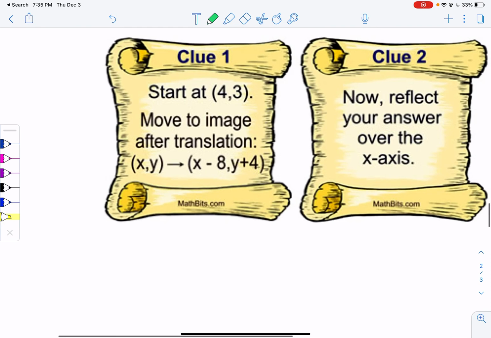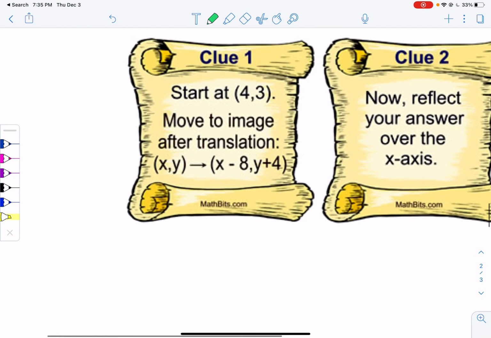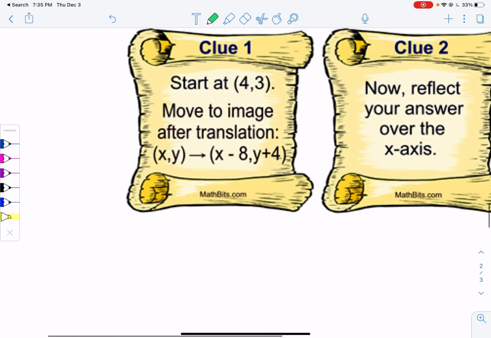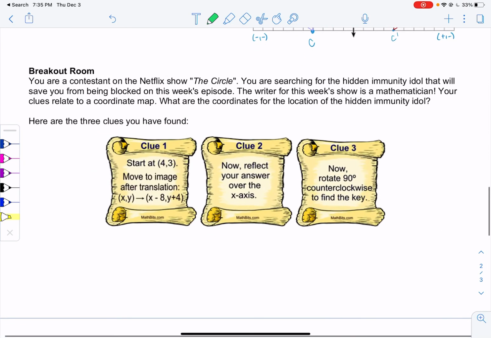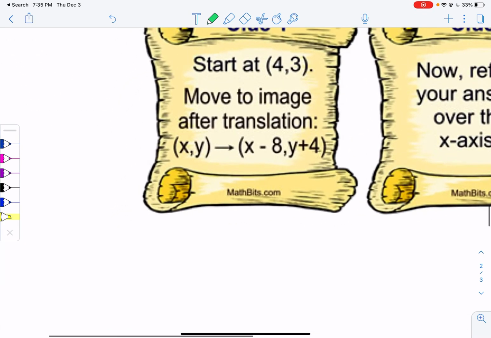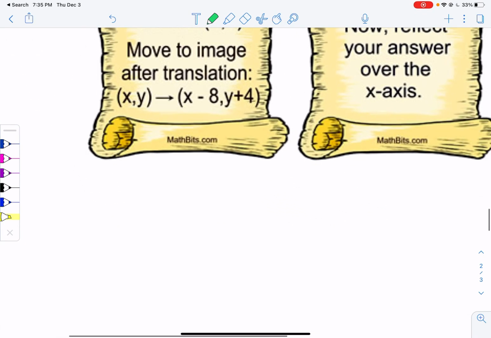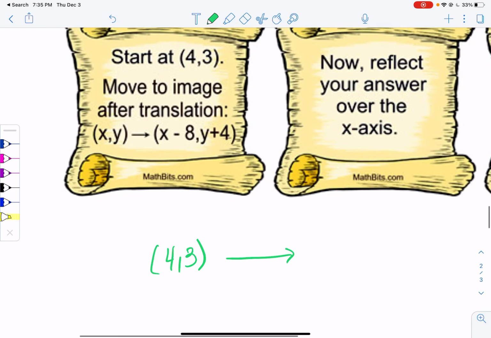You start at the point 4, 3, and you want to move this image after a translation of x minus 8, y plus 4. So in the Zoom today, a few students were like, okay, so this is a lesson about composition, so I'm working backwards. But you're actually not working backwards for this one. We're giving you the clues in the set order. So you're working forward. So if I'm starting at the point 4, 3, and I want to do a translation of x minus 8, y plus 4, so that I can write as this.